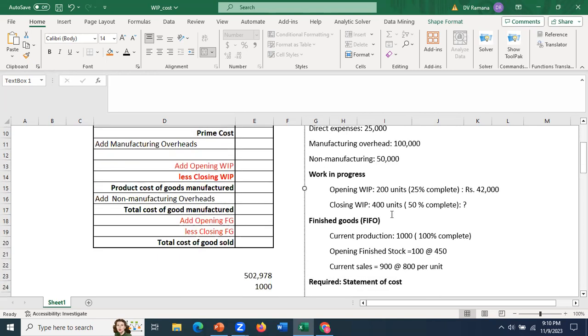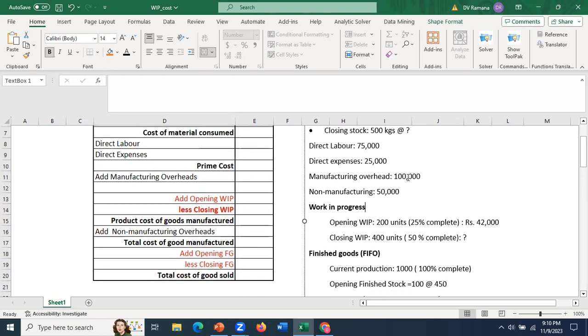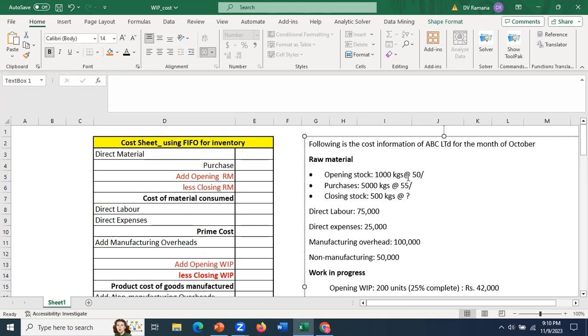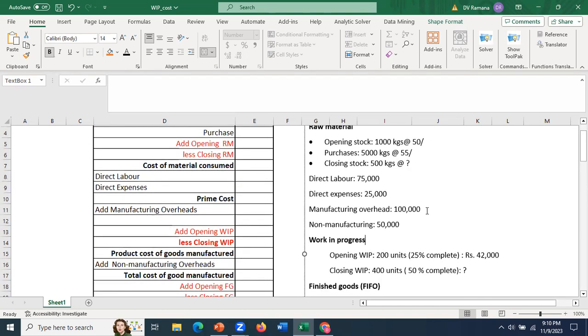The other information about the inventory is the work in progress. You see this, opening work in progress is 200 units, 20% complete. What does that mean? That at the beginning of October, we have 200 units from the previous month which are getting into the production of October, which are 25% complete.